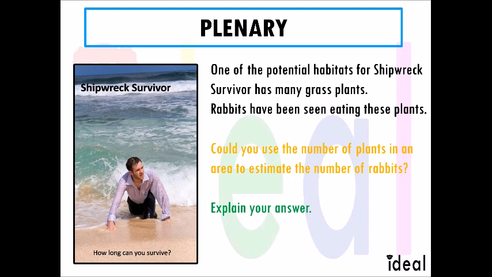The first question says, could you use the number of plants in an area to estimate the number of rabbits? So could you do that? If you could figure out how many plants there are in an area, could you then scale that up and think about how many rabbits there are? And if you've said yes or if you've said no, you then need to explain your answer. So why do you think that? Why do you think that you could use that method to estimate how many rabbits there were? Or why do you not think you could use that to estimate how many rabbits there were in a certain area?